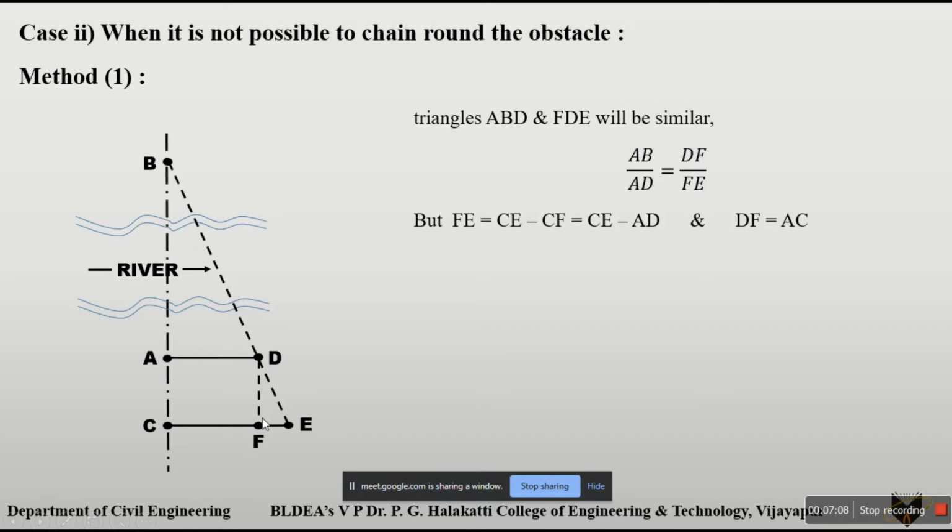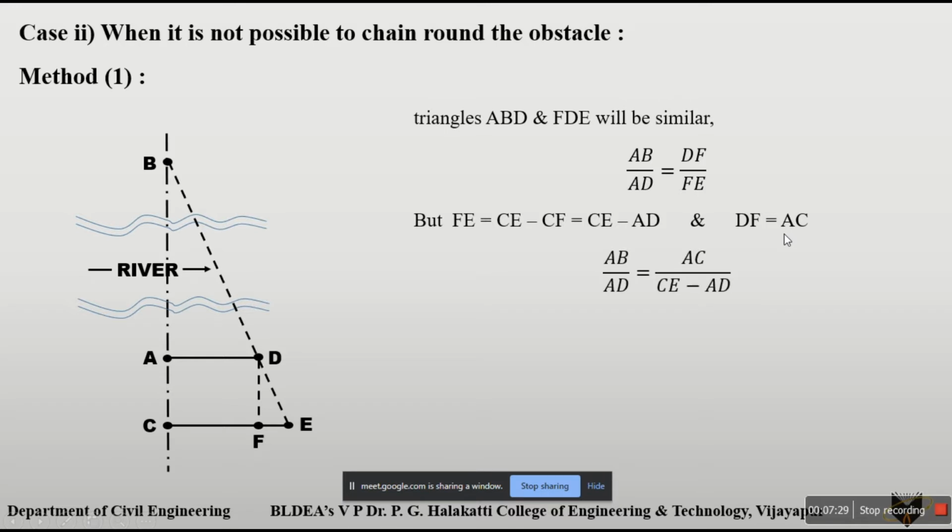This distance between the D point to F is equal to the distance of AC. Again, it is not necessary to measure this distance, since we have already measured AC. So this is equal to DF, so we can write DF is equal to AC.